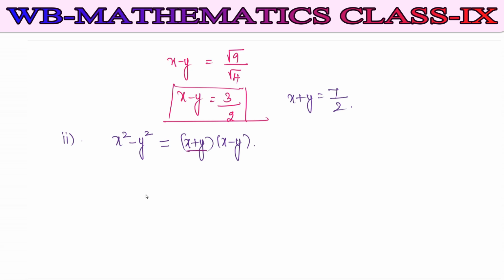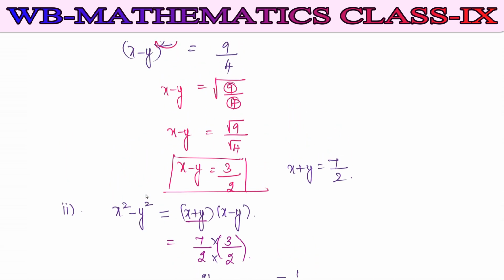X plus y, the value is 7 by 2, and x minus y, the value is 3 by 2. So here the terms do not get cancelled. So I am going to multiply numerator into numerator, denominator into denominator. So 7 3s are 21 divided by 2 2s are 4, or even you can write it as 5 4s are 20, remainder 1, 5 1 by 4 is the answer.